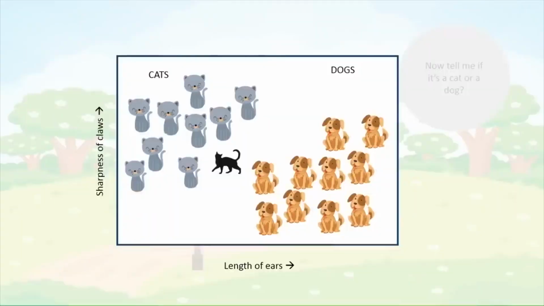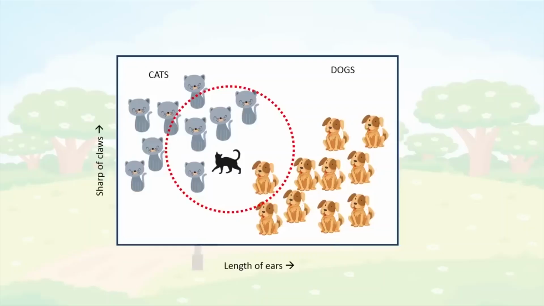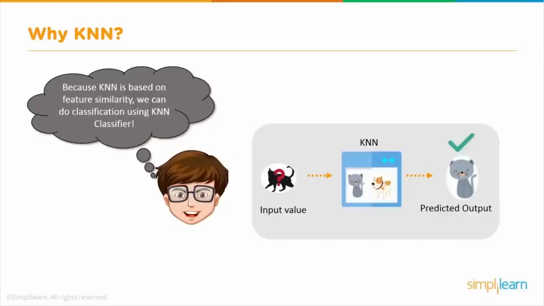If we look at the sharpness of the claws and the length of the ears, we can see that the cat has smaller ears and sharper claws than the other animals. Its features are more like cats. It must be a cat. Sharp claws, length of ears, and it goes in the cat group. Because KNN is based on feature similarity, we can do classification using a KNN classifier. So we have our input value, the picture of the black cat. It goes into our trained model, and it predicts that this is a cat coming out.